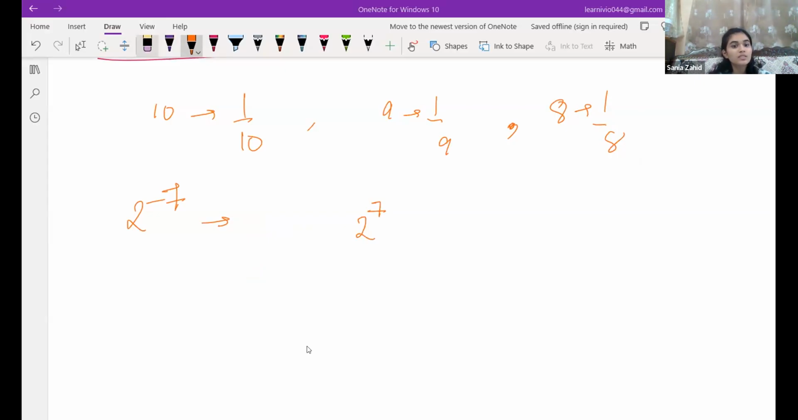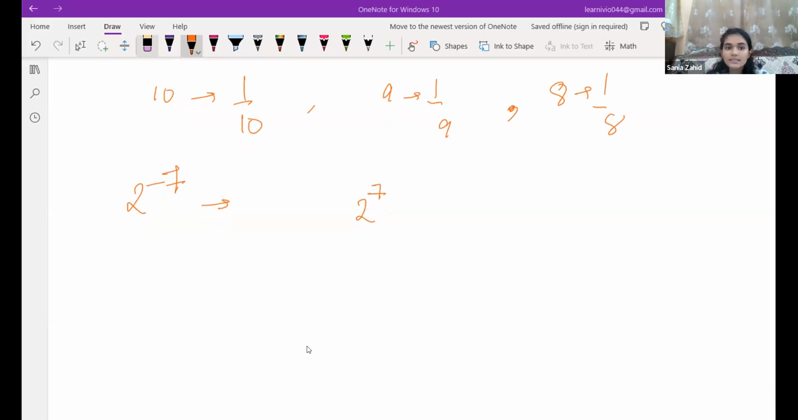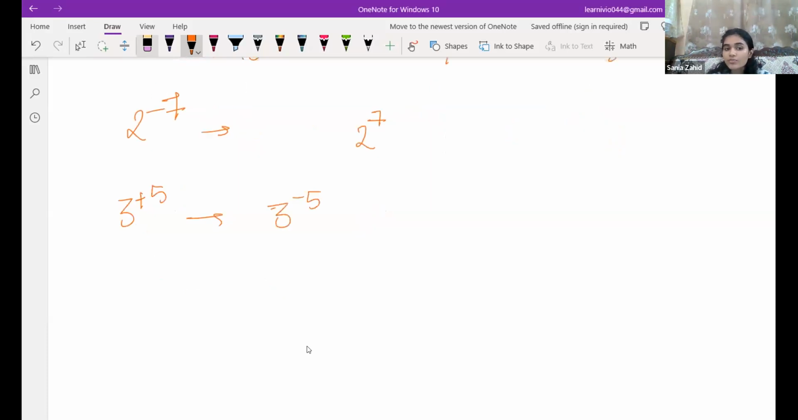Yes, children. So let's say I say 3 to the power plus 5 and I say find the multiplicative inverse. So that will become 3 to the power minus 5. If I say find the multiplicative inverse of 10 to the power minus 2, what will be your answer?